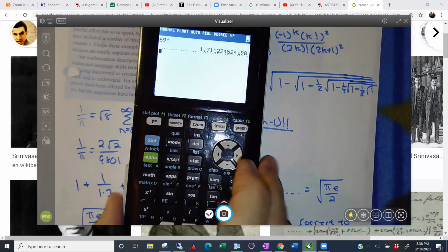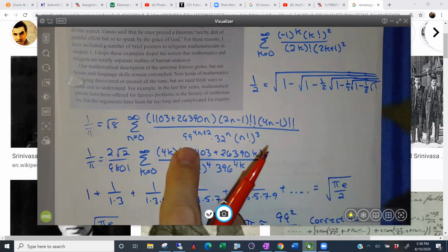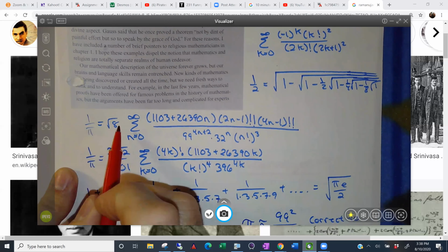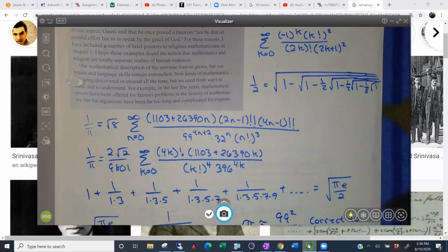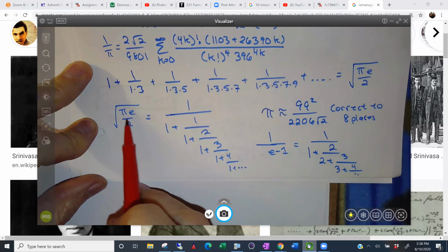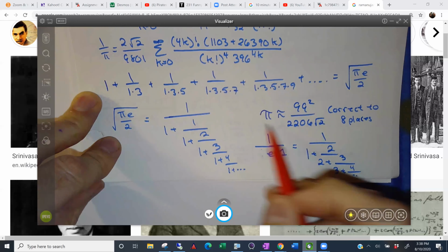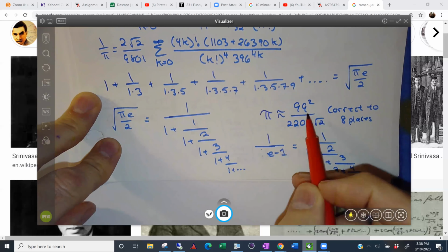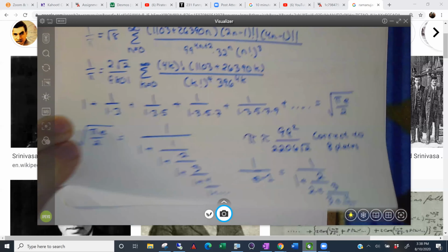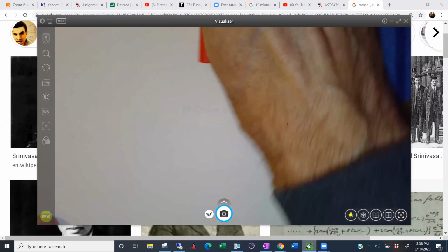So anyways, it's just amazing because he's doing this without computers and stuff. And you've got 99 to the 4n plus 2 power, and somehow multiplying by the square root of 8 gives me 1 over pi. Wow. How about a brilliant one for the square root of pi times e over 2, this continued fraction? Or a nice quick approximation that pi is about 99 squared over 2206 times the square root of 2.